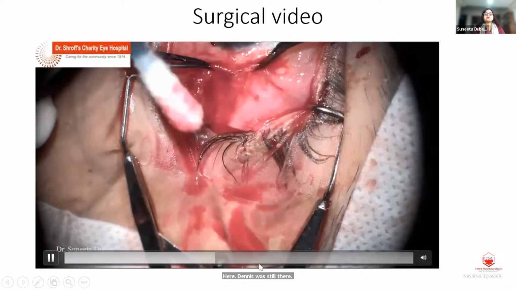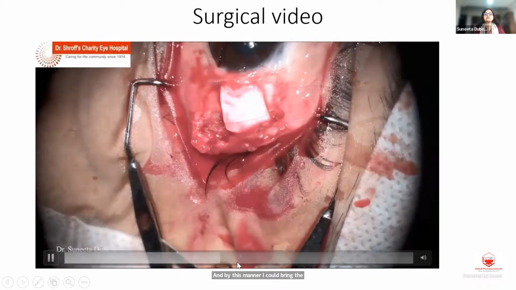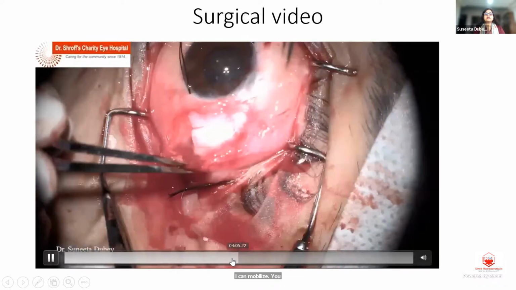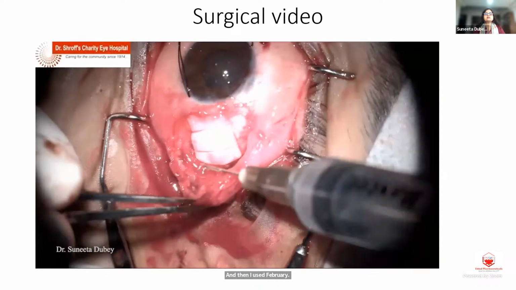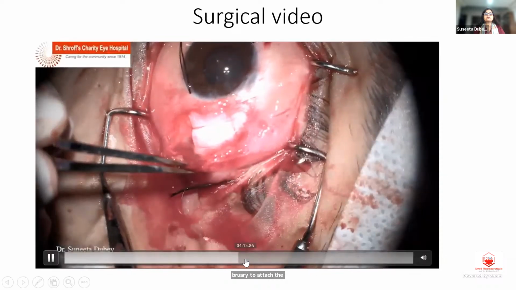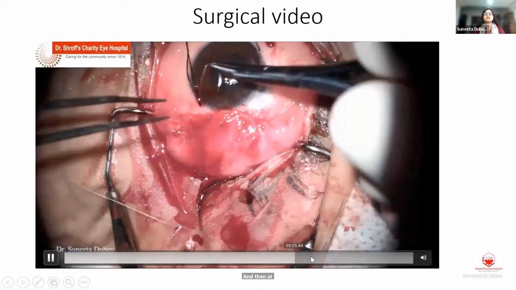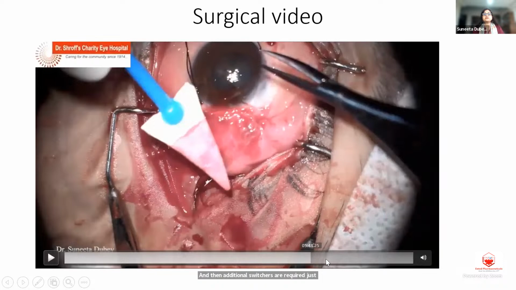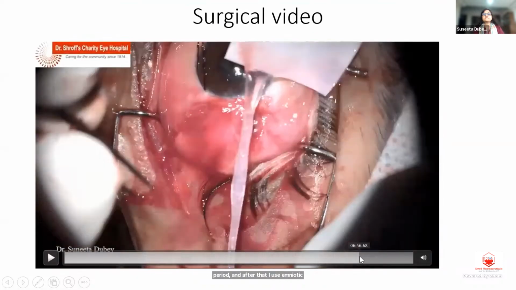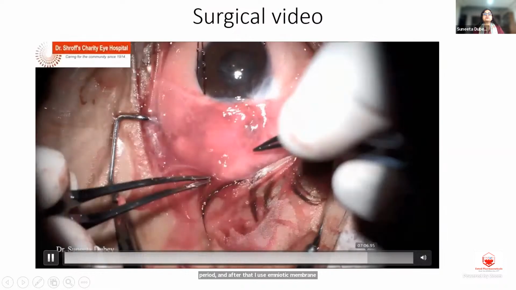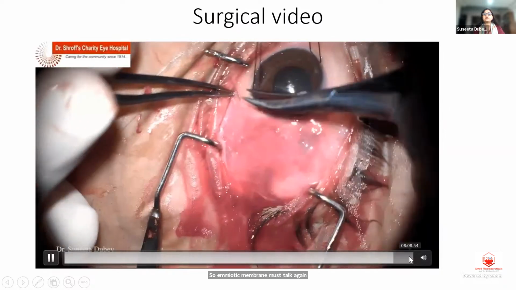And in this manner, I could mobilize the conjunctiva, as you can see here. And then I used fibrin glue to attach the conjunctiva onto the sclera. And then additional sutures are required just to ensure that it doesn't retract in the post-operative period. And after that, I used amniotic membrane. So the amniotic membrane was stuck again with the fibrin glue. And finally, it was sutured.